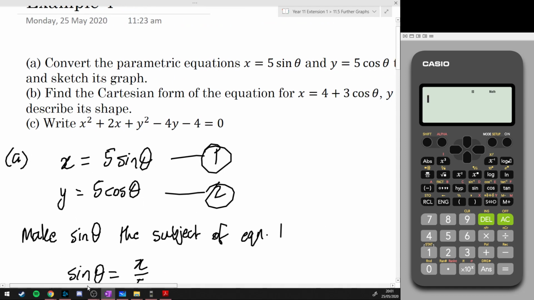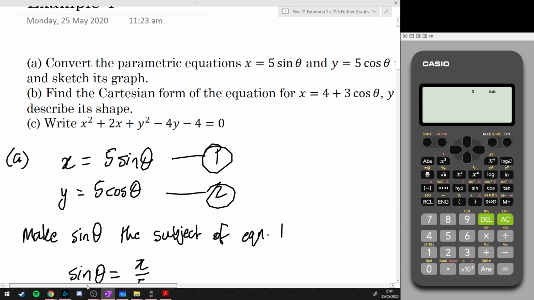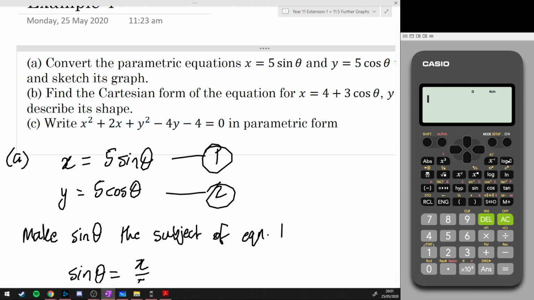Okay, so the last question says, write x squared plus 2x plus y squared minus 4y minus 4 is equal to 0. I'm sure there's meant to be another part of that question, and it just says in parametric form, so we can quickly add that. It's good to always wait for the last question, or the last part of the video, to actually make all the stuff up.